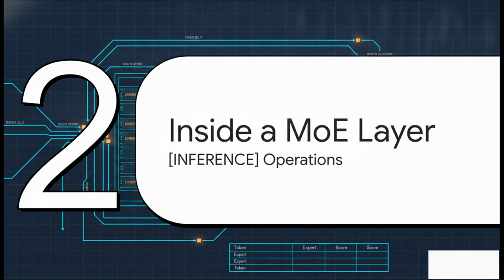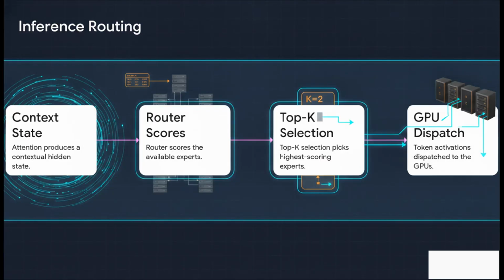Moving on to section 2. Inside a DeepSeekMoE layer. And just a quick note, we are currently looking strictly at inference operations. Let's look closely at what actually happens when the model is generating an answer for you. This is the mechanical sequence of our token's journey through a single layer.